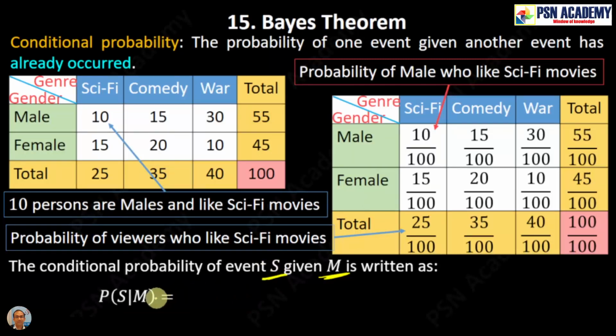So, it is written like this: P of S given M, and it will be 10 out of 55. In joint probability, this will be 10 out of 100 because both the events are occurring simultaneously. But here, you have got the event of males first, and for that, you have got 55. And out of those 55, how many are liking sci-fi movies? So, that is 10. And you clearly see that this 10 is actually the probability of S intersection M. That means the joint probability of S and M. And the denominator is probability of M.